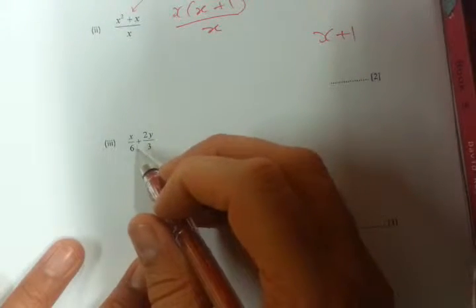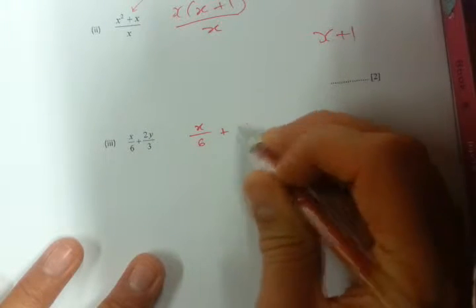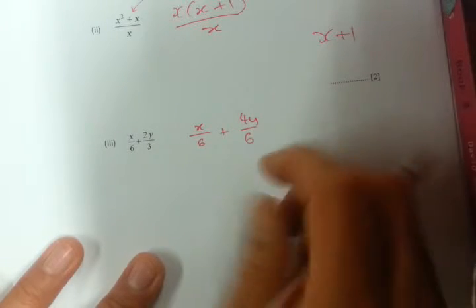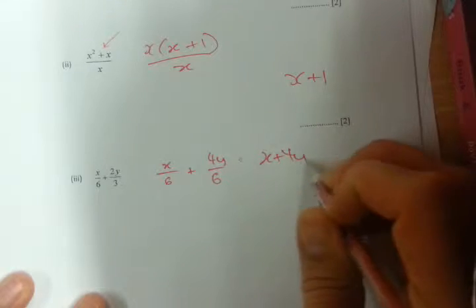We're adding, so we need a common denominator. Lowest common denominator of 6 and 3 is 6. We get x over 6 plus what over 6? Well, we doubled that to get 6, so we double that, we get 4y, and now we can click them together because they're the same denominator. So we get x plus 4y over 6.